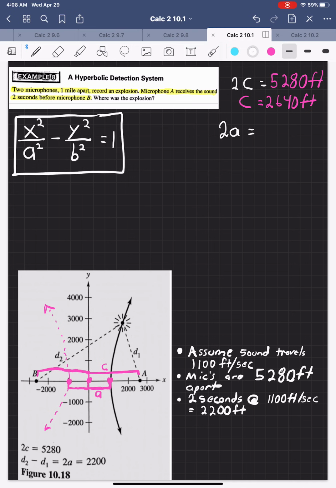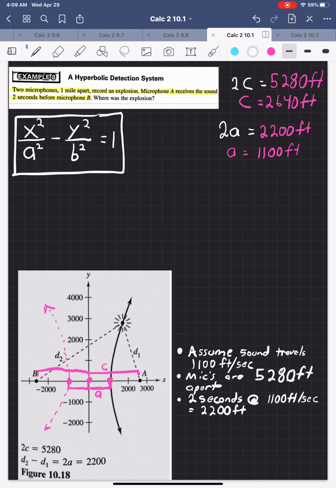So from vertice to vertice, 2A is going to be 2,200 feet. That helps me because now I know that A is 1,100 feet. All right. So will you agree with me? Let me write it first.